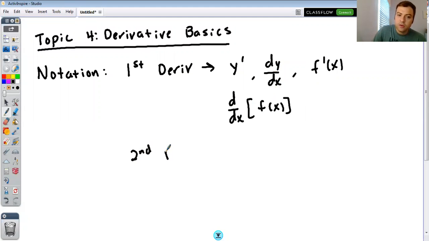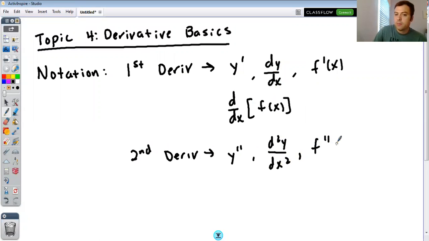Whereas the second derivative, we might see y double prime, d squared y over dx squared, or maybe f double prime of x. And remember, the second derivative is just telling you to take the derivative of the derivative, and we'll probably get to that a little bit more later on.